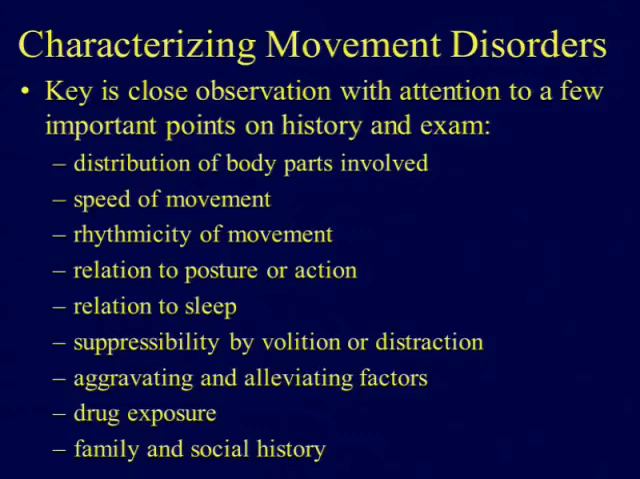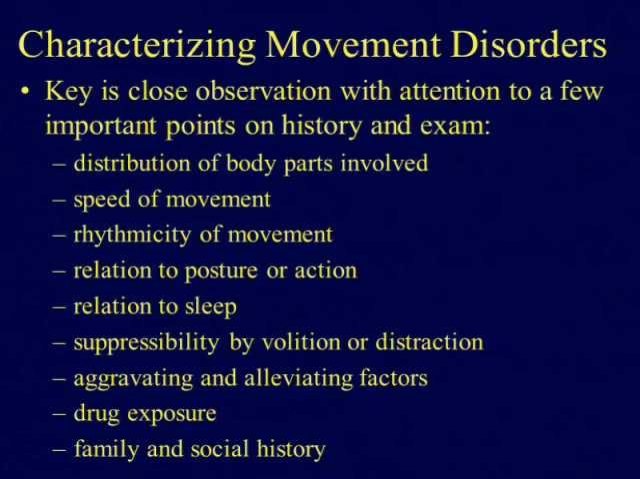Pay attention to suppressibility by volition or distraction, because that would point towards Tourette syndrome, tic disorder, or psychogenic movement disorders. Always ask about aggravating and alleviating factors. As you know, caffeine makes essential tremor worse, and alcohol makes it a little bit better. So ask about those things, because they may help you in differentiating essential tremor from Parkinson's type tremor.